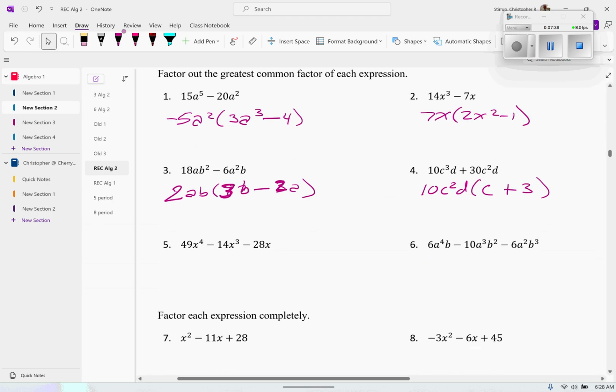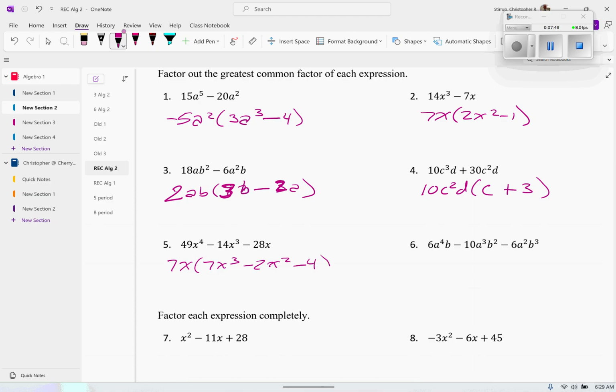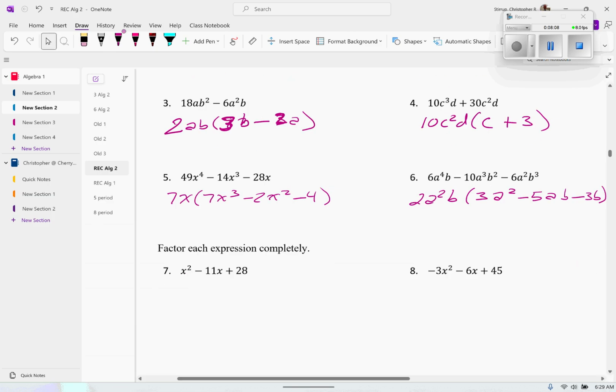This particular problem, let's see, 7 and x comes out of everything. That leaves me 7x to the third minus 2x squared minus 4, and that's all done. This one, I can factor a 2, a to the second out of everything, and a b out of everything. That's going to leave me 3a squared minus 5ab minus 3b.